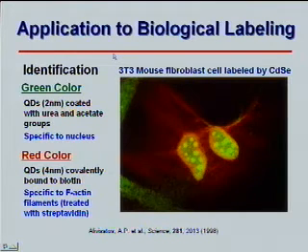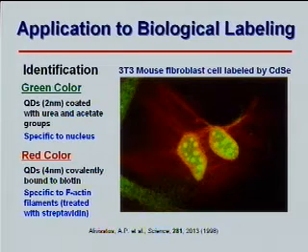Okay, I show two examples of quantum dots for biological labeling here. The first is an identification of different structures in the cell. In this example, two quantum dots are used. One is green color, and the other is red color.